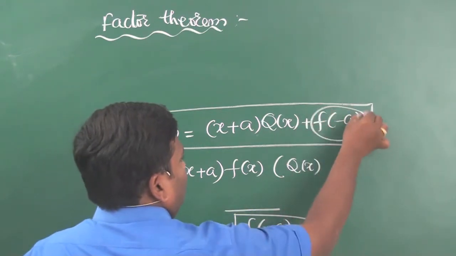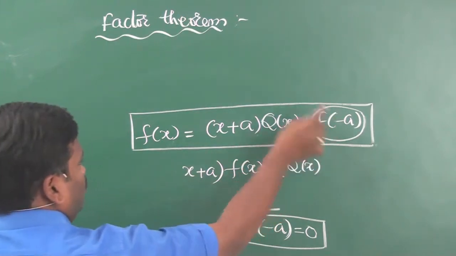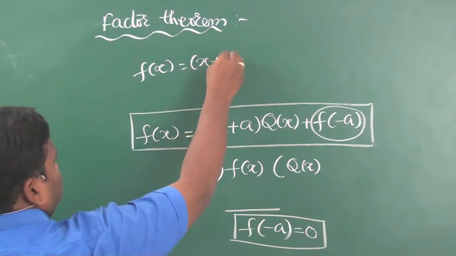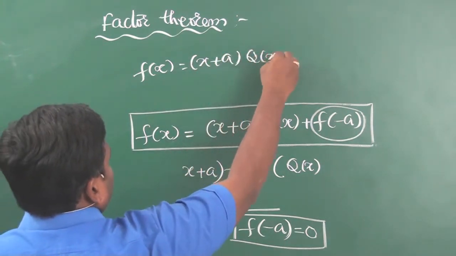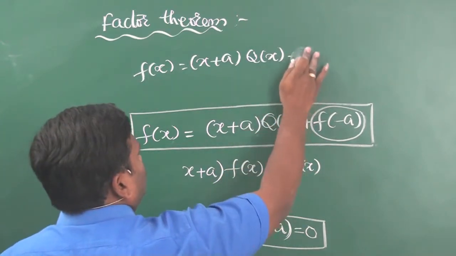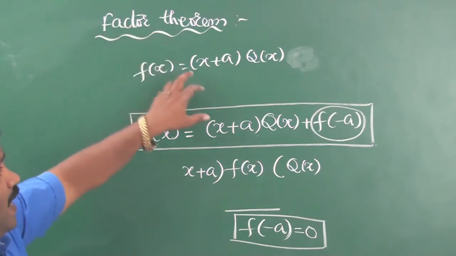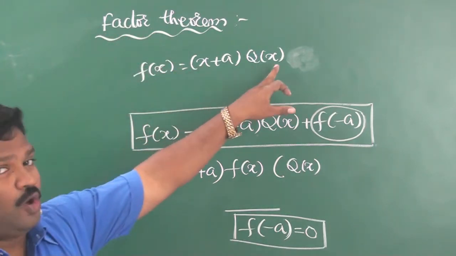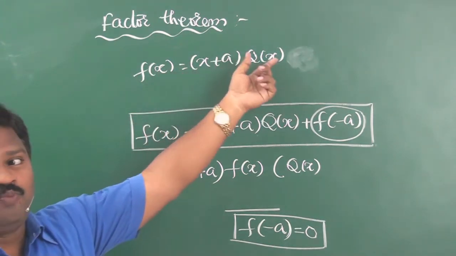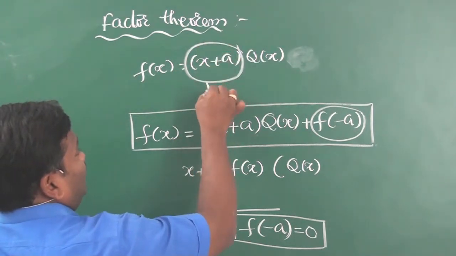If f of minus a is equal to 0, what will you get? f of x is equal to x plus a into q of x plus 0. Plus 0 we need not write. Therefore, f of x is split as the product of two polynomials. Therefore, here x plus a is called a factor.